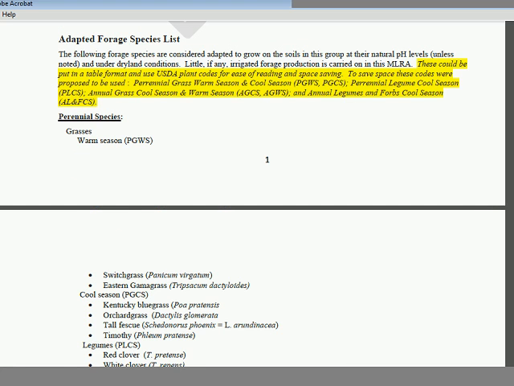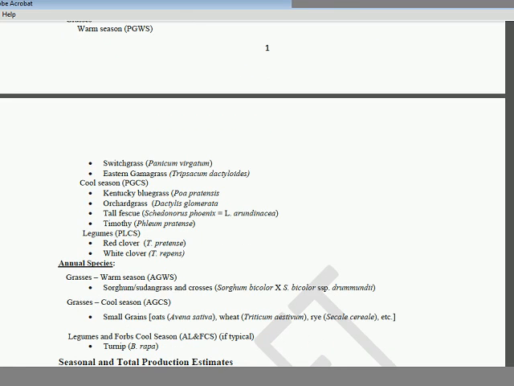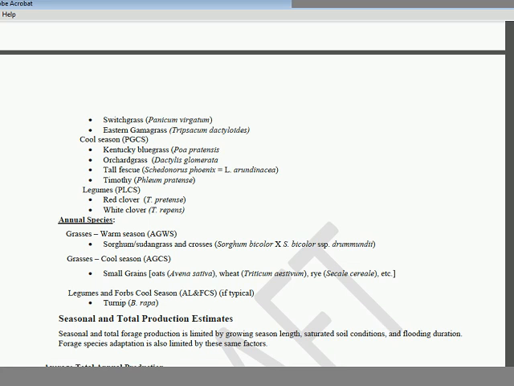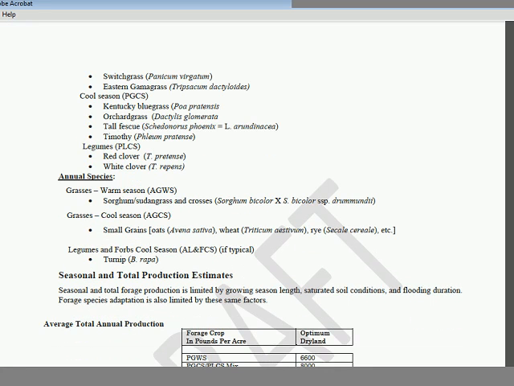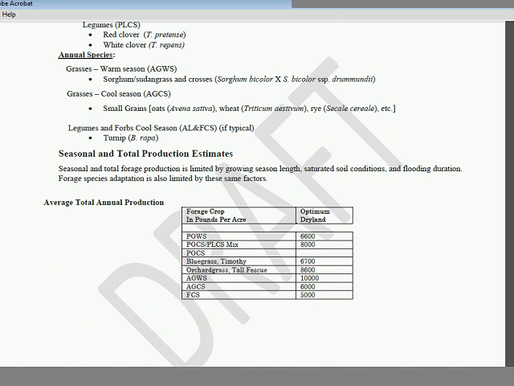So now again, our group, we're looking at the minimums. People want to do more than this, that's fantastic. But at a minimum, we're going to say that you have to at least break things down into perennial grasses warm season, perennial grasses cool season, perennial legumes cool season, and then breaking them into annuals: annual warm season grasses, annual cool season grasses, annual legumes, and forbs. So that just shows you there. I'm trying to scroll slow here because I know the feed is going to take a few seconds.